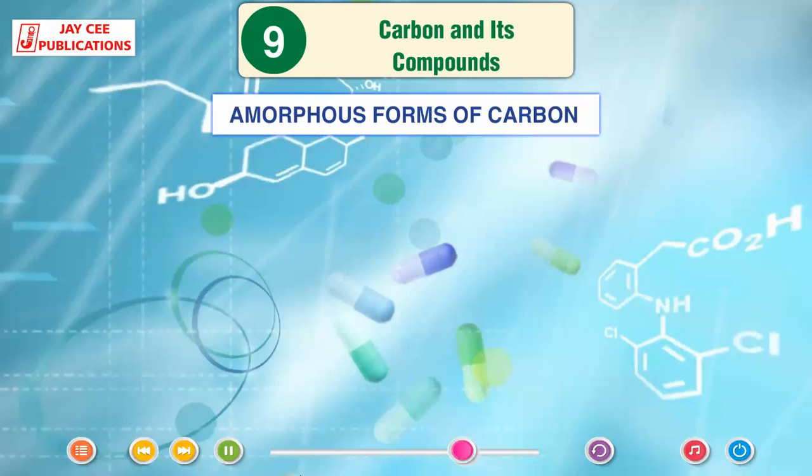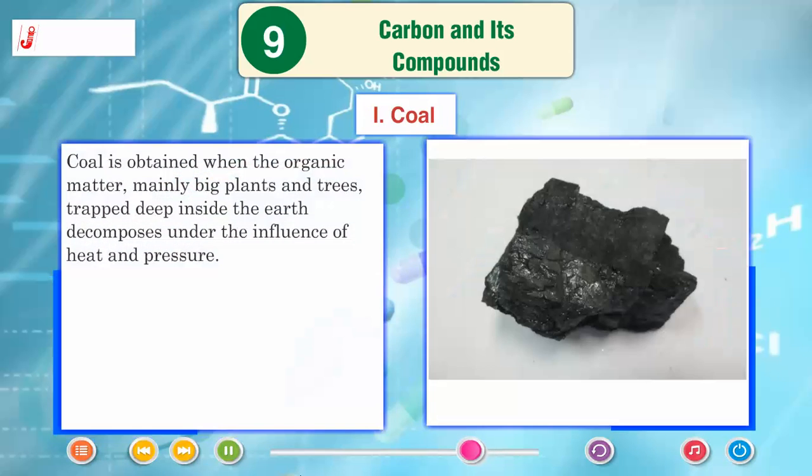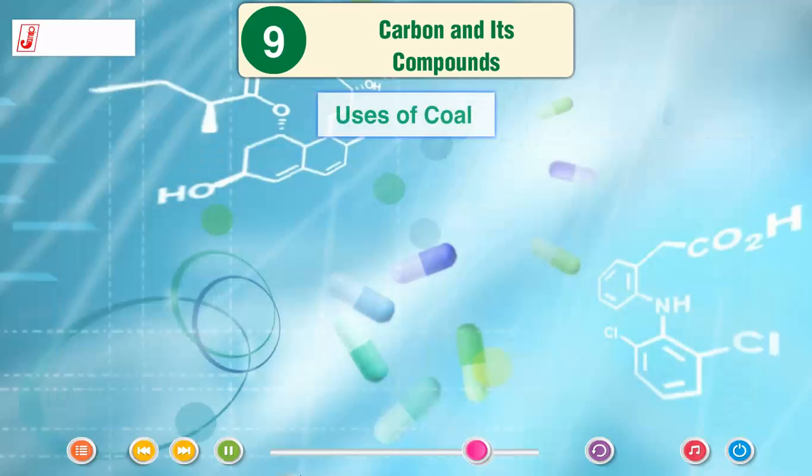Amorphous forms of carbon. Unlike the crystalline form, the amorphous form of a substance contains loosely held particles. The amorphous forms of carbon are coal, charcoal, lampblack, soot, gas carbon and coke. Coal. Coal is obtained when organic matter, mainly big plants and trees, trapped deep inside the earth, decomposes under the influence of heat and pressure.